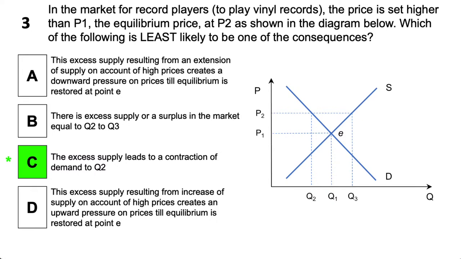Let's get this right again, please. You're setting price at P2, which is above the equilibrium price. Just work through the answer. The excess supply resulting creates a downward pressure on price. That's correct. And there's excess supply or surplus in the market equal to Q2, Q3. That is correct. The excess supply leads to a contraction of demand. Sorry, that's the least likely to be one of the consequences, because if you have excess supply, then the price will fall towards P1. That will cause an expansion of demand. So the right answer there is C.